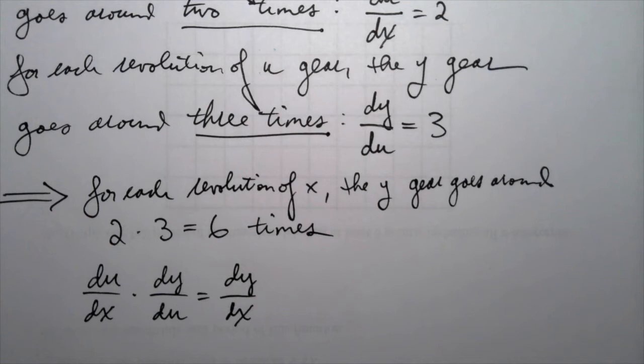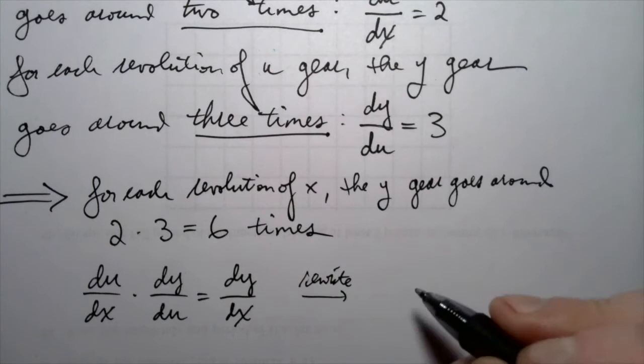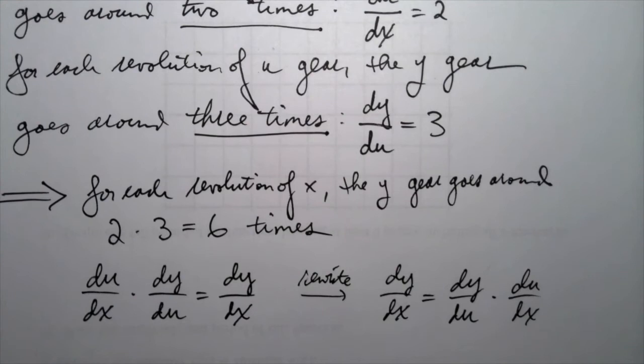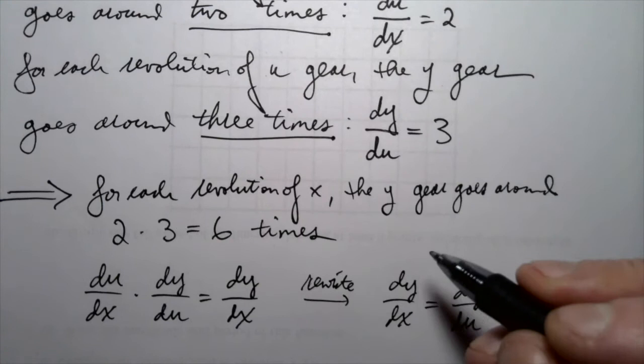We wrote that in a slightly different way. I think the order is a little bit swapped. So I can rewrite that as dy dx equals the dy du term first and then the du dx term second. It's the same equation, right? I'm just changing the order up a bit. That gives us the chain rule.